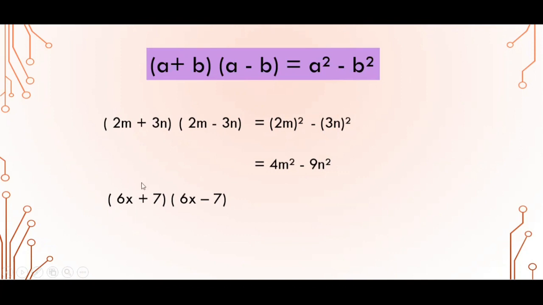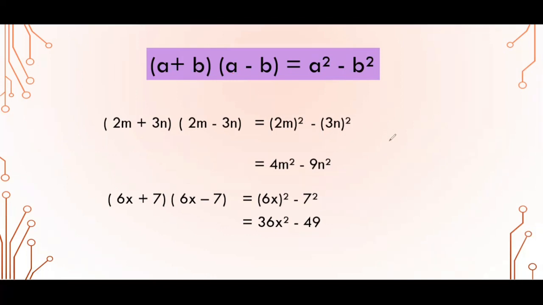Another one: 6x plus 7, 6x minus 7. Compare your a, it is 6x now. So 6x the whole square minus 7 square. So 6 square is 36, so 36x square minus 7 square, which is 49. Got it, children? So using this identity, you can solve any questions much easier.